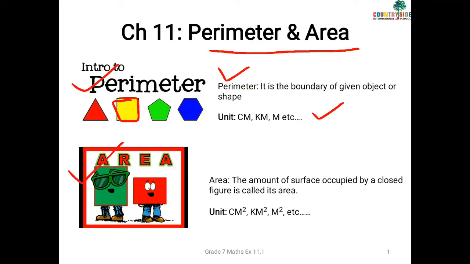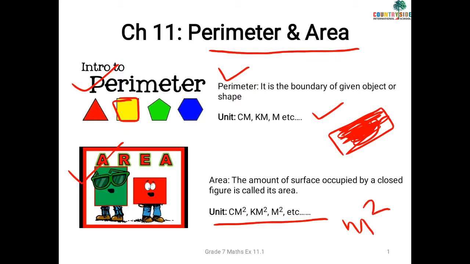Let's see what is area. So the definition of an area is the amount of surface occupied by a closed figure. For example, you have this rectangle. Now what is the area? That means the space occupied by this figure. So the amount of space occupied by a closed figure is called area. And what is the unit? That is centimeter square, kilometer square, meter square. This little square is very much important.